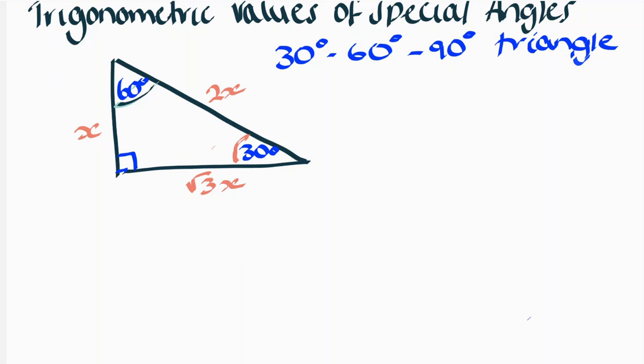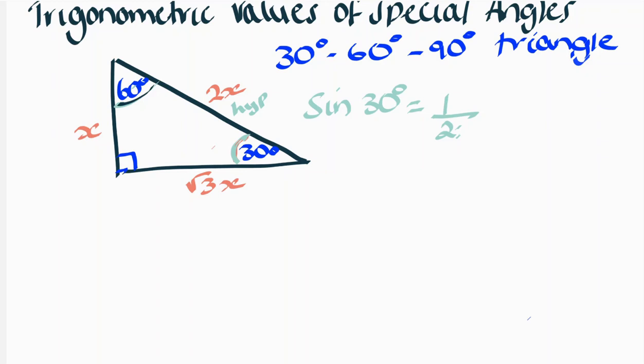So if I was to find our value, we'll have a look at 30 first. So sine of 30 degrees. This is going to be opposite. So opposite we have x, and this is divided by our hypotenuse, which is 2x. Now our x's will cancel. So we're left with sine of 30 is a half.